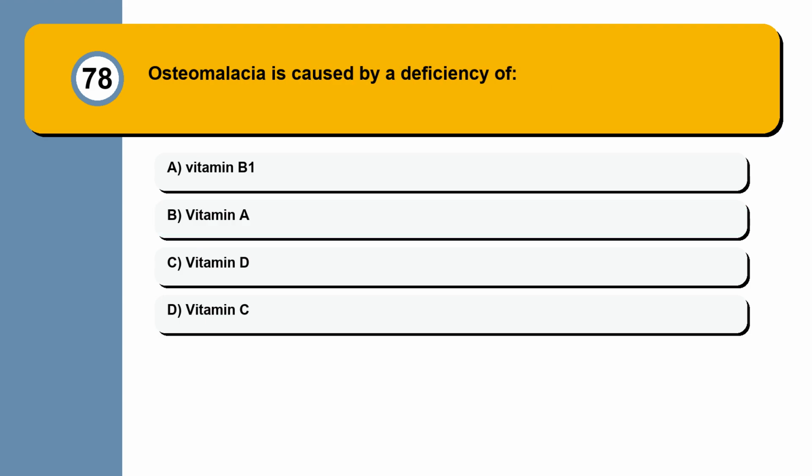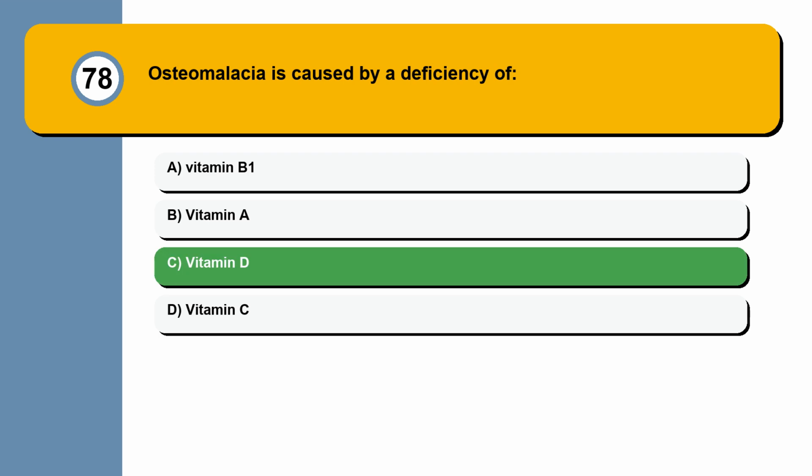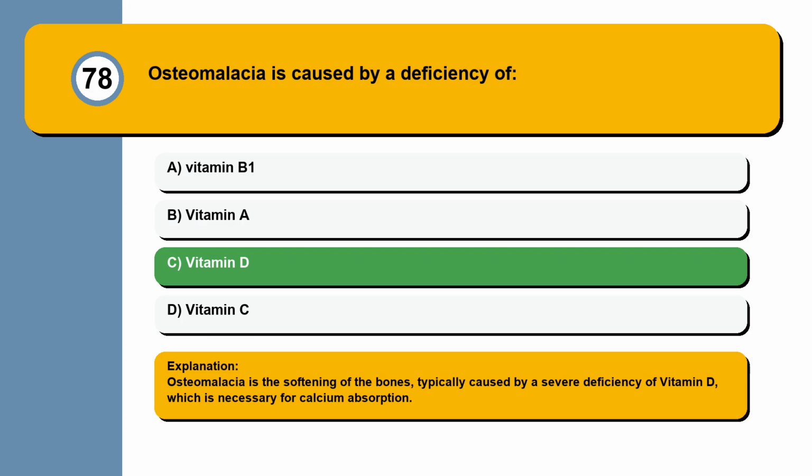Question 78. Osteomalacia is caused by a deficiency of. Here are your options. Option A, vitamin B1. Option B, vitamin A. Option C, vitamin D. Option D, vitamin C. The correct answer is option C, vitamin D. Explanation. Osteomalacia is the softening of the bones, typically caused by a severe deficiency of vitamin D, which is necessary for calcium absorption.